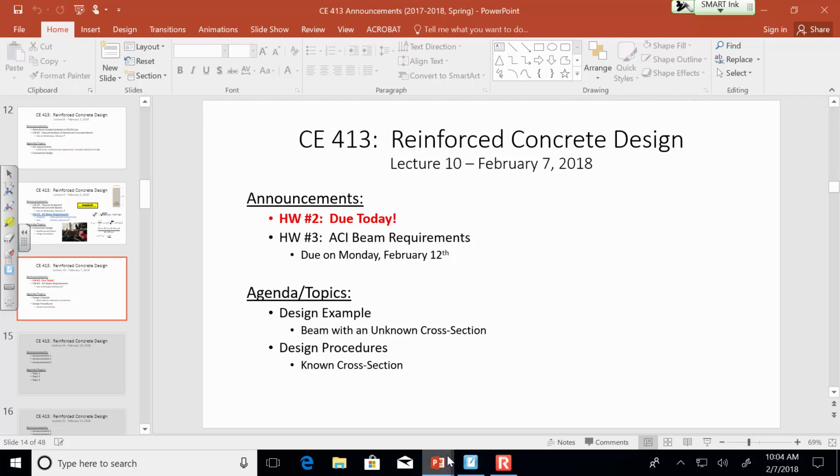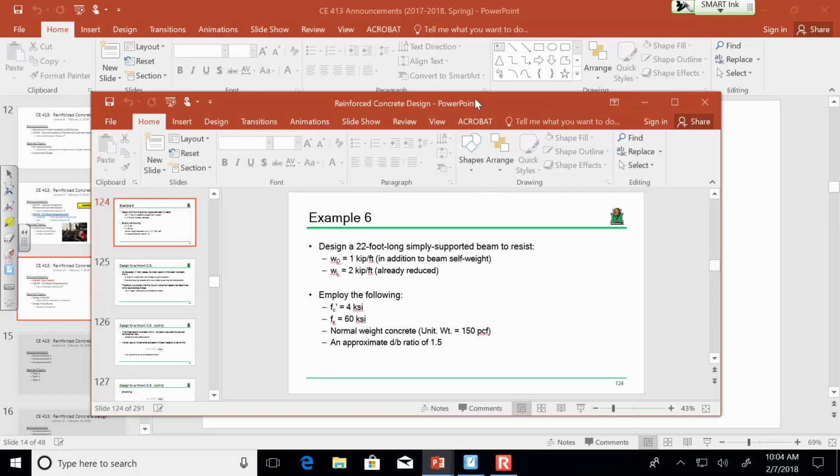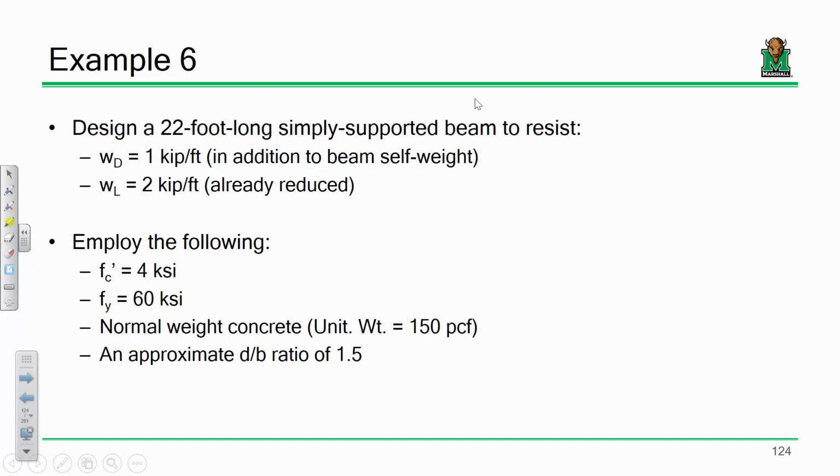So let's recap and make sure everybody's on the same page. We're designing a 22-foot long beam. It's going to resist a dead load of 1 kip per foot and a live load of 2 kips per foot. Now the dead load is in addition to the beam self-weight. So the total dead load on the beam is however much the beam weighs itself, and then an additional 1 kip per foot. If you remember, I threw the term superimposed at you. A superimposed load is on top of the beam self-weight. So just make sure you're aware of that.